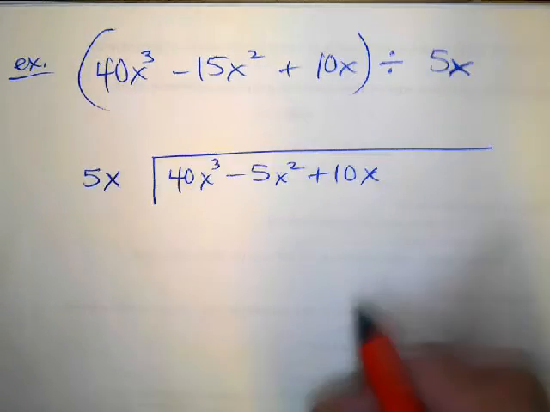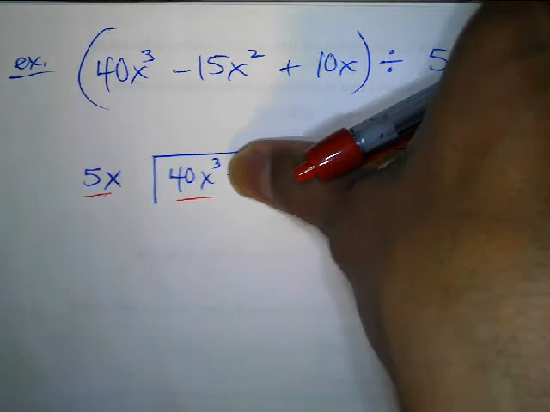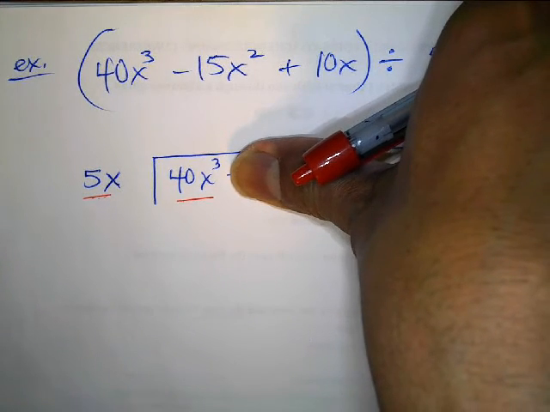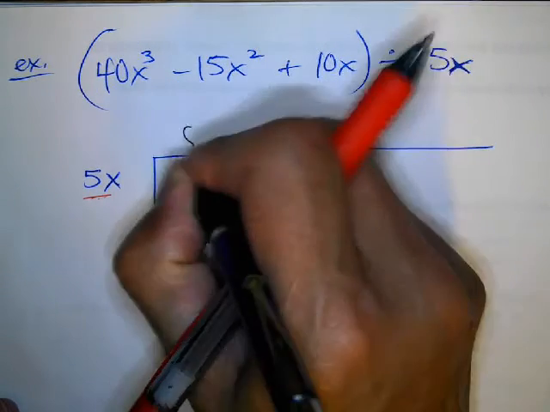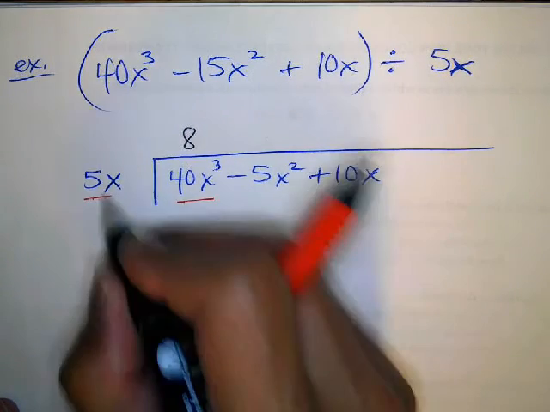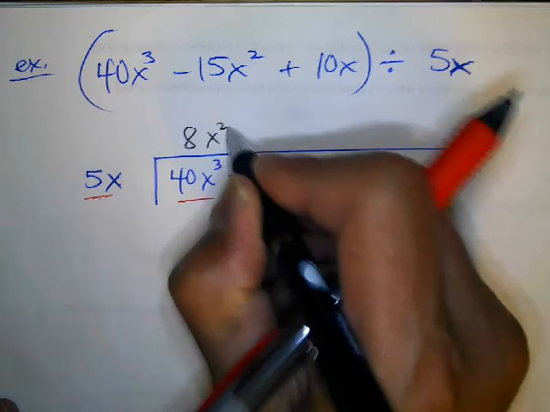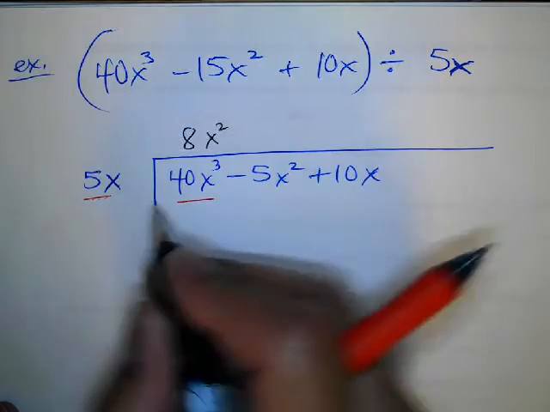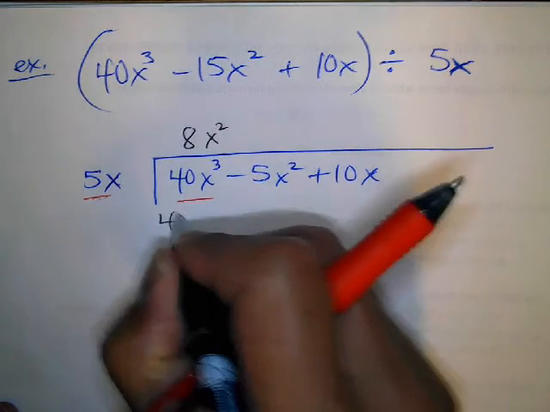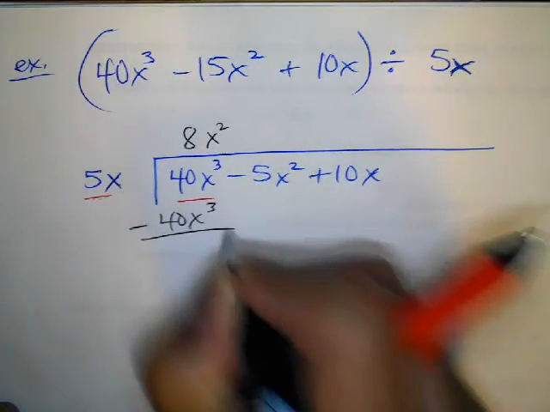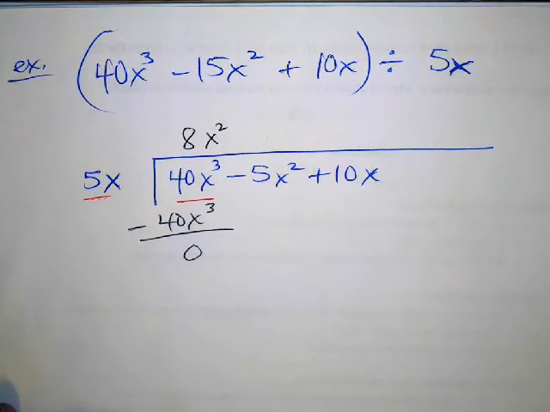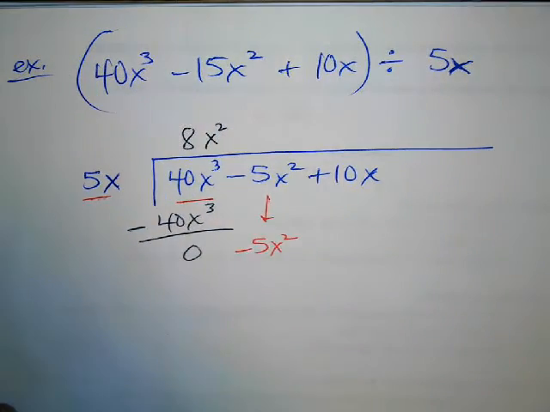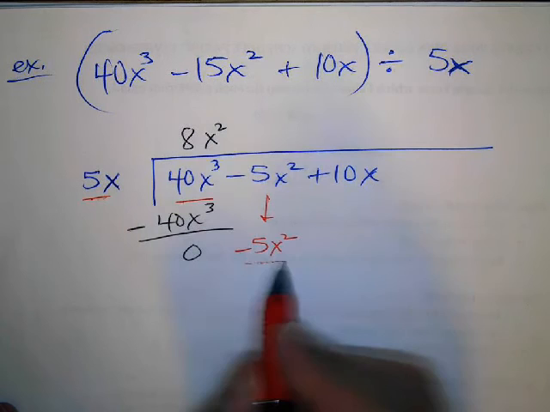Remember, when you start, you only look at the first one here and the first one here. You don't try to do this into the whole thing. Look at the first one here with the first one here. 5x times what gives you 40x cubed? That would be 8. 5 times 8 is 40. X, I got 1x, and I need 2 more to make x cubed, right? And then you multiply, right? That's step 2, so that's 40x cubed. Subtract, you get 0. Let's go to the next one.